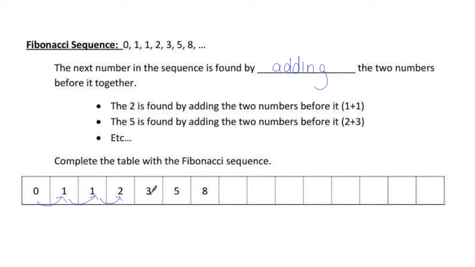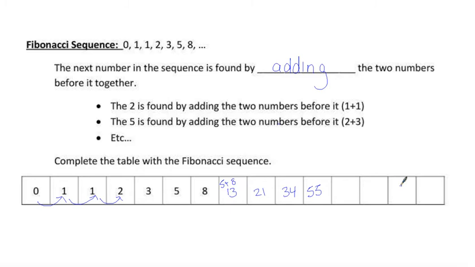And 2 plus 3 is 5. And 3 plus 5 is 8. 5 plus 8 is 13. And if you need to put 5 plus 8, you can add that there. And then you're going to do 8 plus 13, which would be 21. And then 13 plus 21 is 34. And 21 plus 34 is 55.